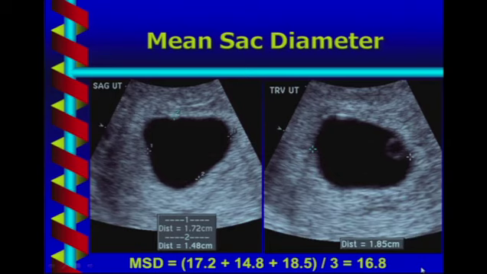So let's now go into individual measurements, starting with the very earliest one that one could measure, the mean sac diameter. The mean sac diameter is the average of 3 measurements of the gestational sac: the average of the sagittal, transverse, and anteroposterior dimensions. Those are measured in millimeters and averaged. In this particular case, the mean sac diameter is 16.8 millimeters. So it's a measurement.